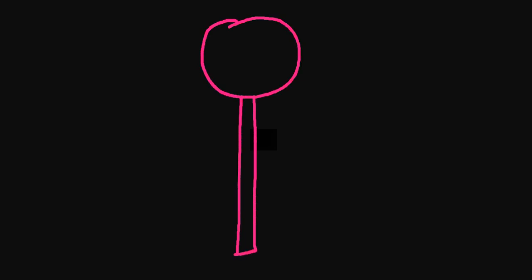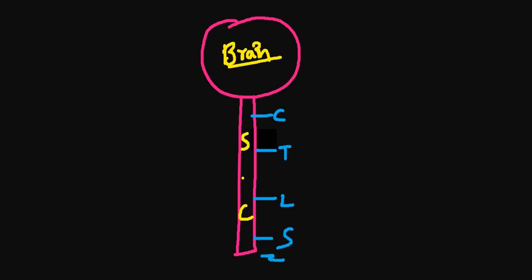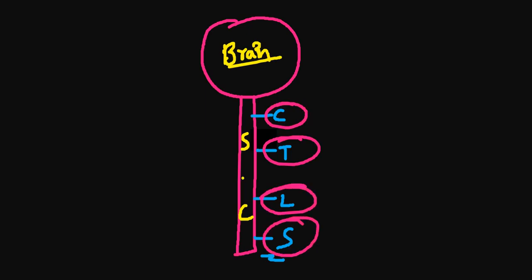Now in your entire life you will never forget this thing. This is your brain, and this is your SC, the spinal cord. You will have the cervical region over here, the thoracic region, the lumbar, and the sacral and the coccyx, but CTLS is the correct order. Make sure that you remember this. These are the spinal nerves: the cervical ones, the thoracic ones, the lumbar ones and the sacral ones.